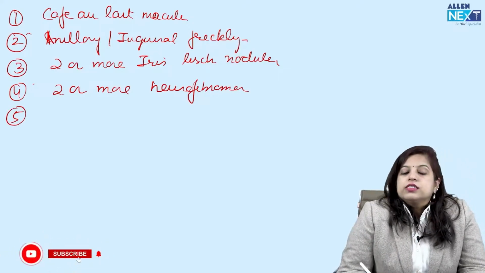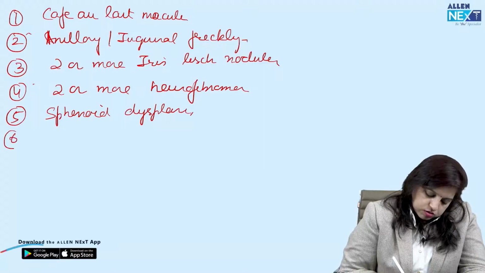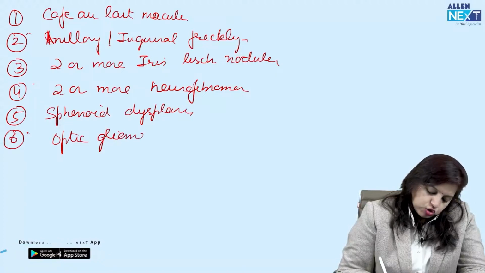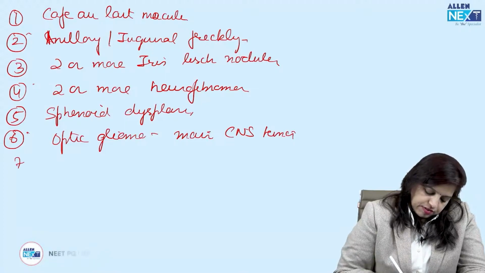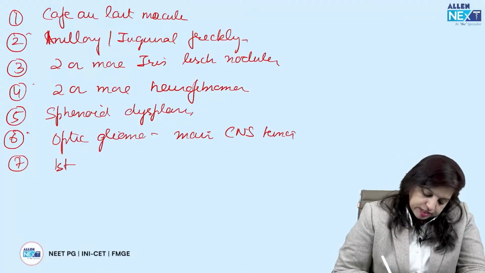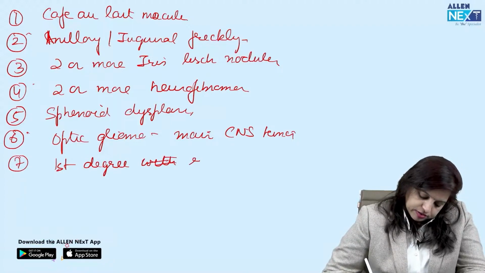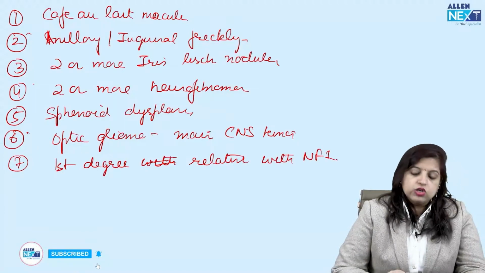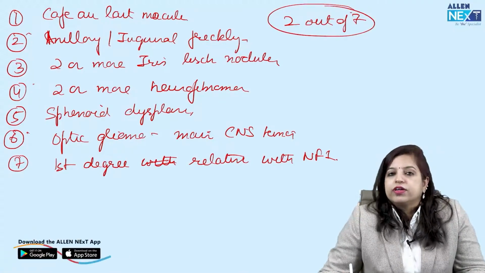Fifth criteria is the sphenoid dysplasia. And sixth criteria is optic glioma, which is the main CNS tumor. The question has also been asked on this. And the seventh criteria is a first degree relative with NF1 if exist. 2 out of 7 if present, they help us in the diagnosis of NF1, right?